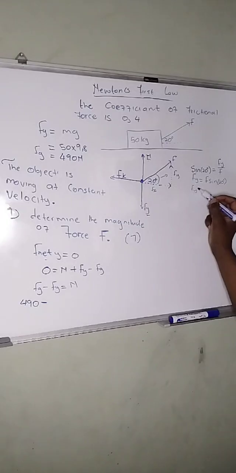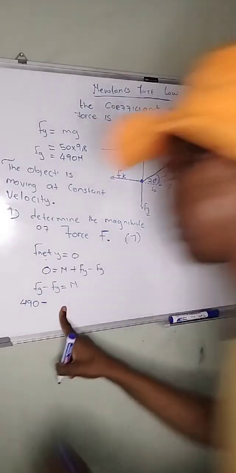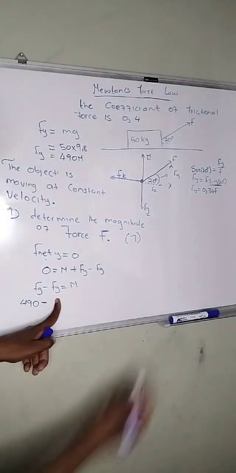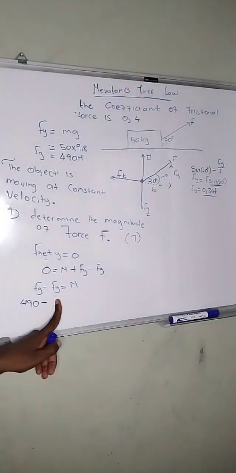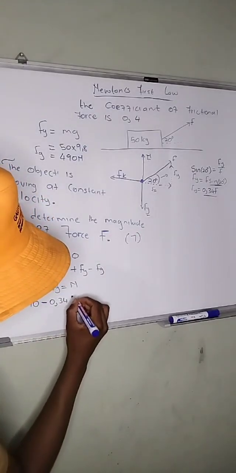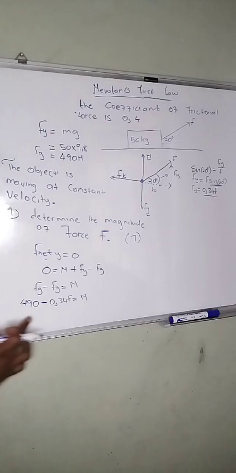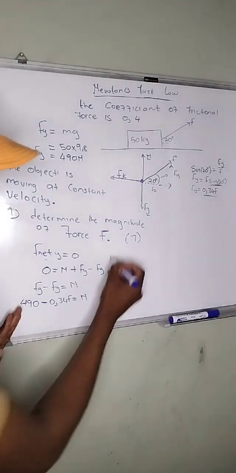Then Fy is going to be how much? What is sine 20, guys? 0.34. So Fy is going to be 0.34 F. Then in place of Fy, I'm going to put 0.34 F, which is my N, like that. I'm done with this equation. I'm going to leave it the way it is.